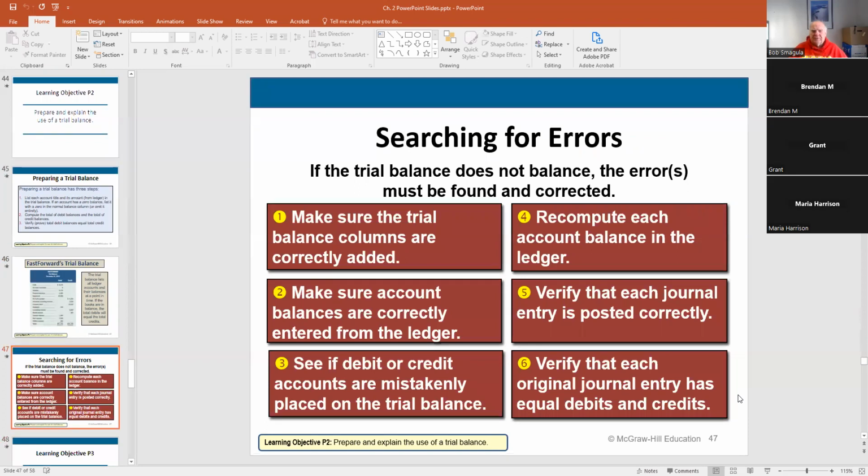What if you're looking for errors? If the trial balance doesn't balance, the errors have to be found. And you check the adding, you can look at each account, make sure they're correct, you do your due diligence. See if debit or credit accounts are mistakenly placed on the trial balance. You just go back and try to find your error.